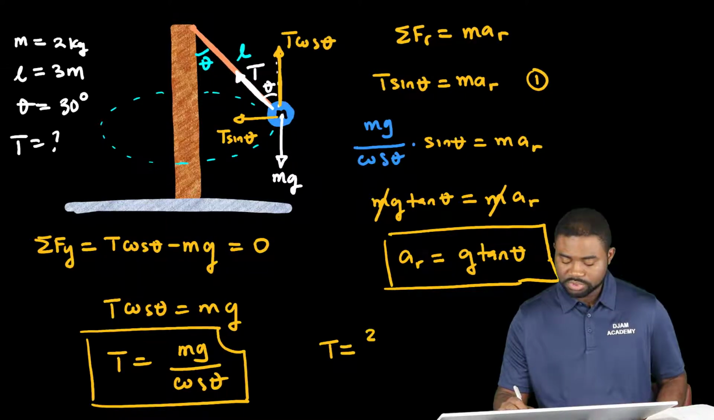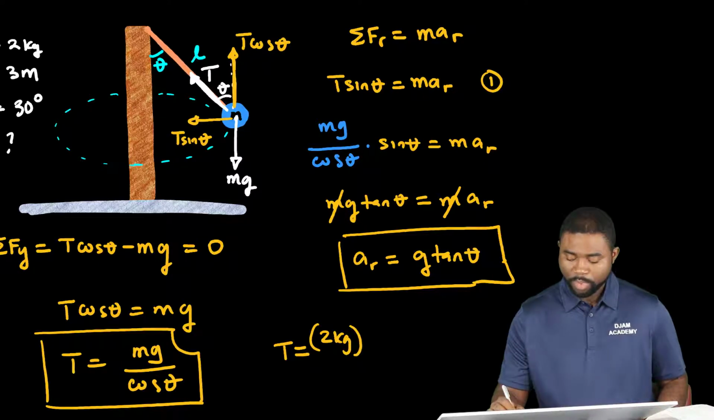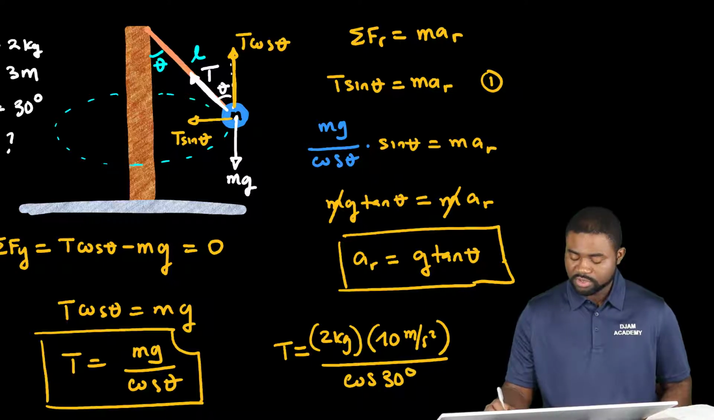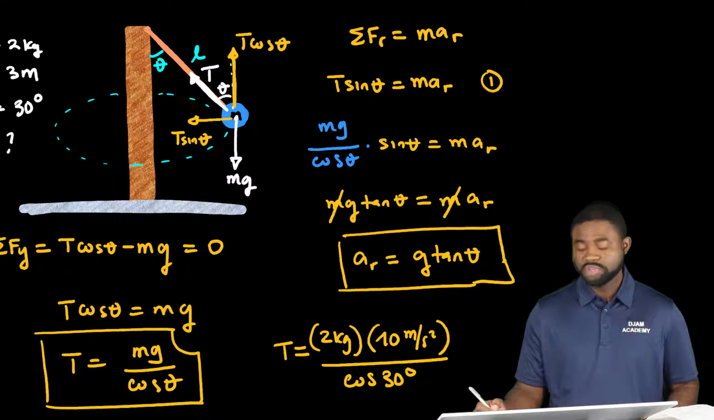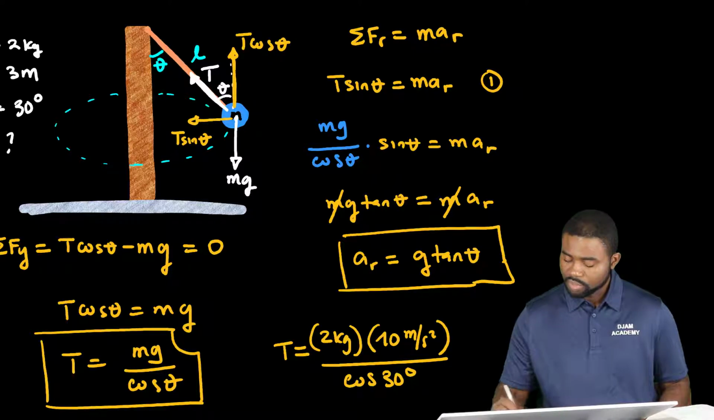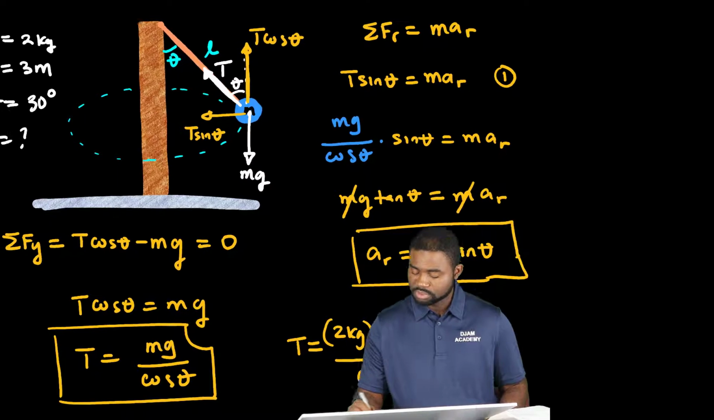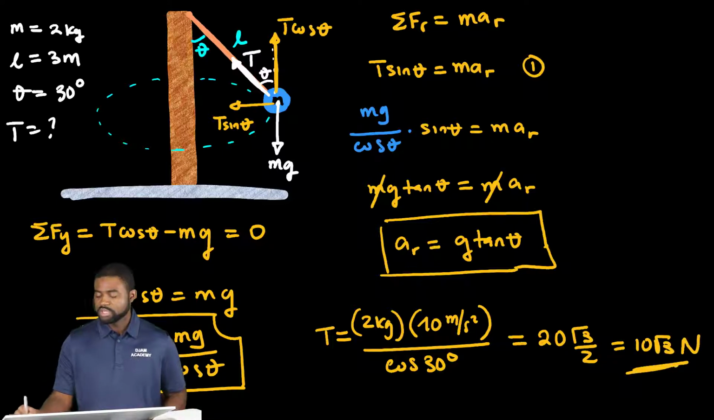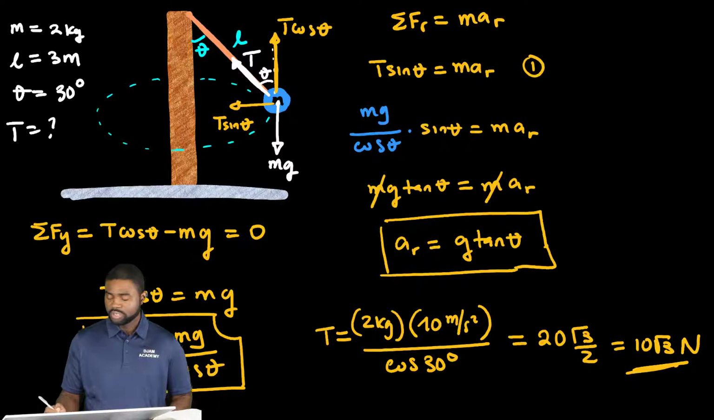This is going to be equal to 2 kilograms multiplied by, I'm going to take g as 10 meters per second squared, just to simplify, and divided by cosine of 30. I believe cosine of 30 is root 3 over 2. So this will be equal to 20 over root 3 over 2, which is just going to be equal to 10 root 3 newtons. That gives us the tension in the string, which is what was required of you.